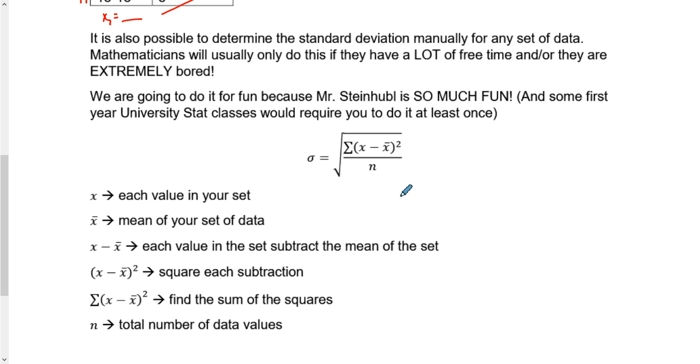So we're going to look at this equation. Sigma equals the square root of sigma of x minus x bar squared, all divided by n. So your x is each data value in your set. Your x bar is the mean of your data set. X minus x bar, so that part inside the brackets, is each value in your set subtracting the mean. This entire part here means you're going to square each subtraction, but the entire numerator means we're going to have to find the sum of each of those squares and then divide by how many total data values there are.